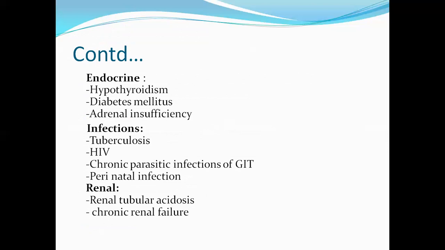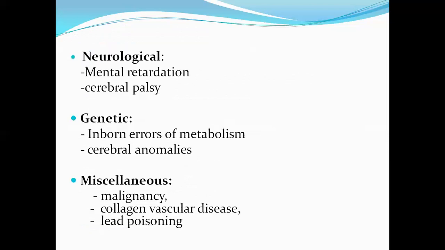Infections include tuberculosis, HIV, chronic parasitic infection of the GIT, perinatal infections. Renal: renal tubular acidosis, chronic renal failure. Neurological: if the baby is mentally retarded or suffering from cerebral palsy, obviously he is going to suffer more. Genetic: inborn errors of metabolism, cerebral anomalies. Then miscellaneous: malignancies, collagen vascular diseases, and cancer.